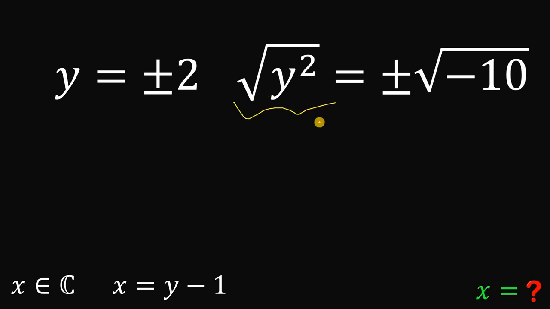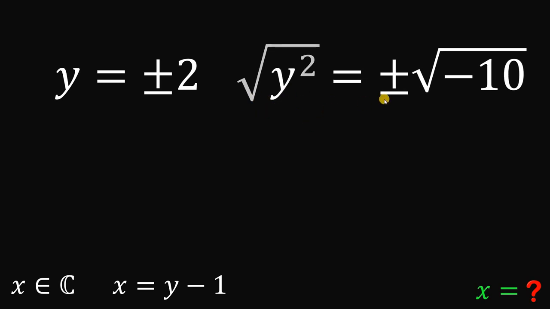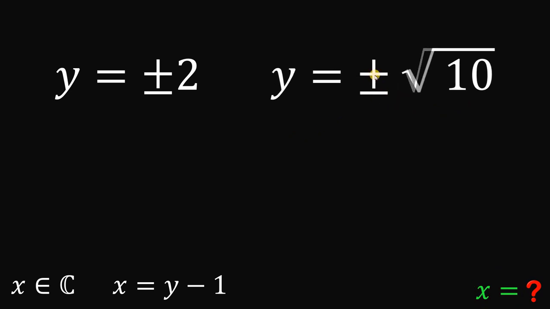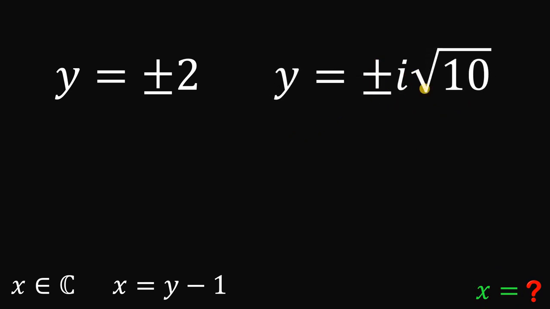On the left side, the square root of y squared is just y. And the square root of negative 10 is equivalent to i times square root of 10, because we are not limited to the real numbers; we want all possible values of x. So y must be equal to positive or negative i multiplied by the square root of 10.